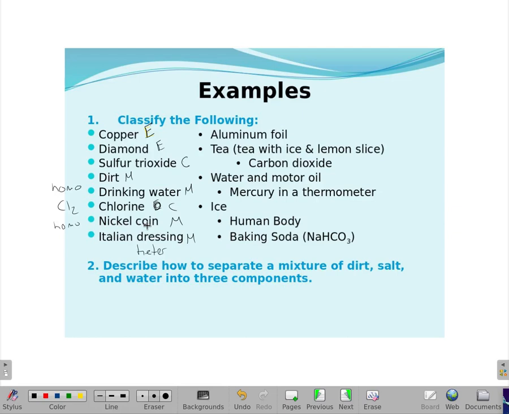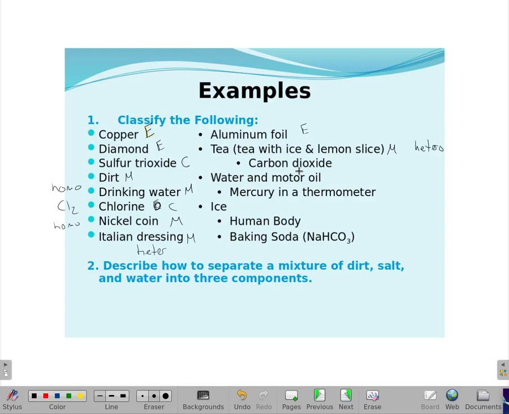Right. Aluminum foil, next one up here. Probably safe to say that's an element. There is going to be some aluminum oxide on the outside, but you are typically seeing right through that. That's as close to a pure substance as we see on aluminum. Tea. Now, tea can look like a homogeneous mixture, but this one actually says ice with a lemon slice too. So that's definitely a mixture, and it's definitely heterogeneous because I don't know of anybody who couldn't tell the difference between ice, a lemon slice, and a liquid.